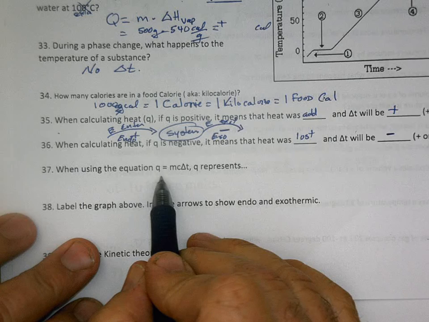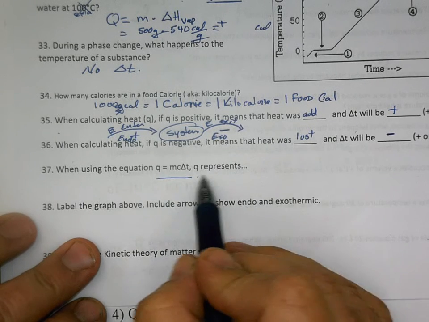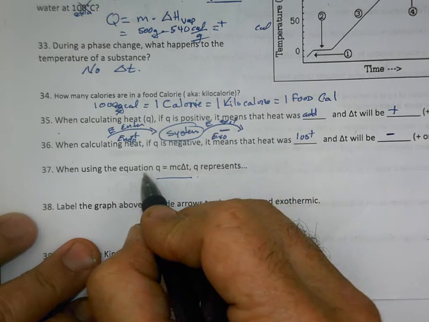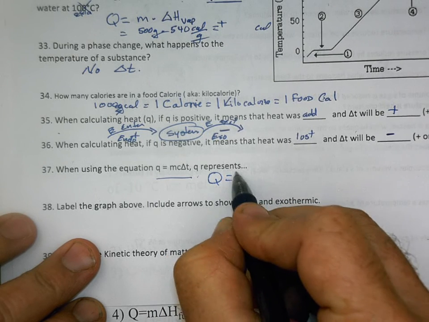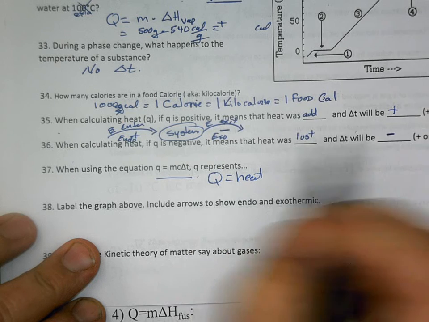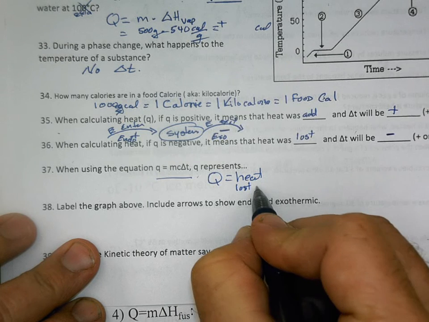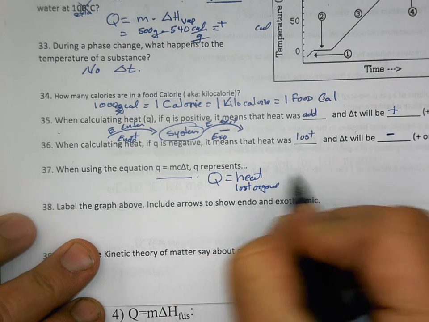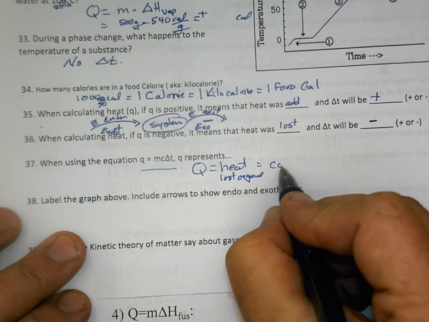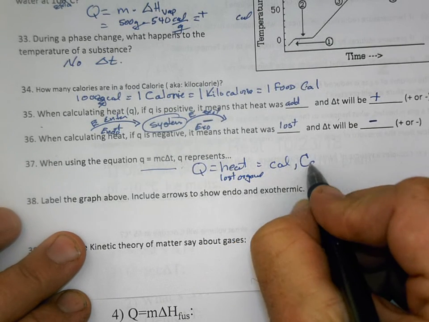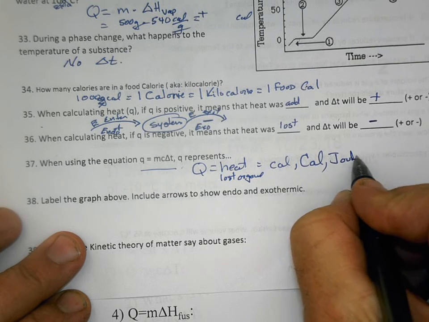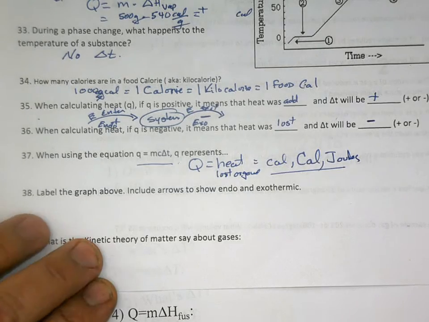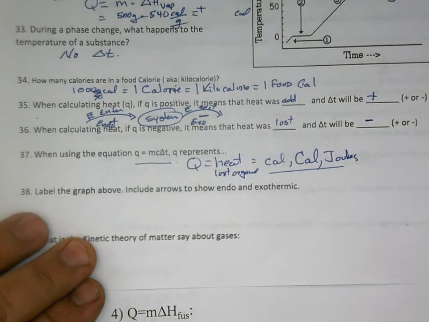When using the equation Q equals mcΔT, what does Q represent? Well, you better know it. Q equals heat, lost or gained. You can measure it with calories, big C calories, known as a kilocalorie, or you can measure it with joules. Those are the units for heat.